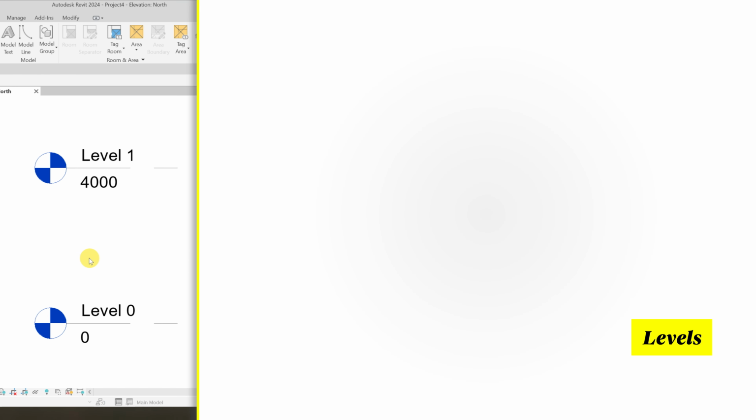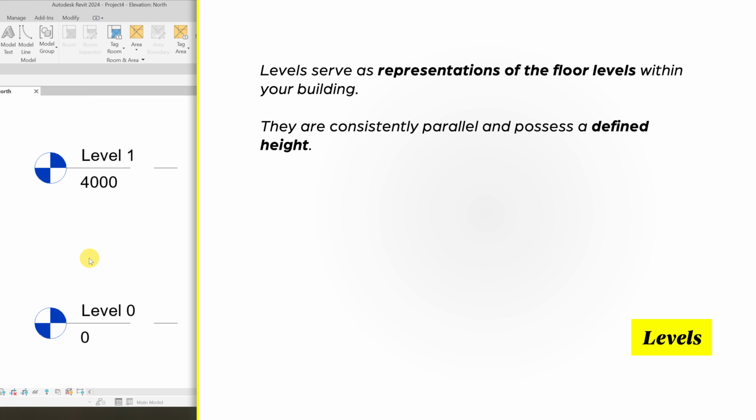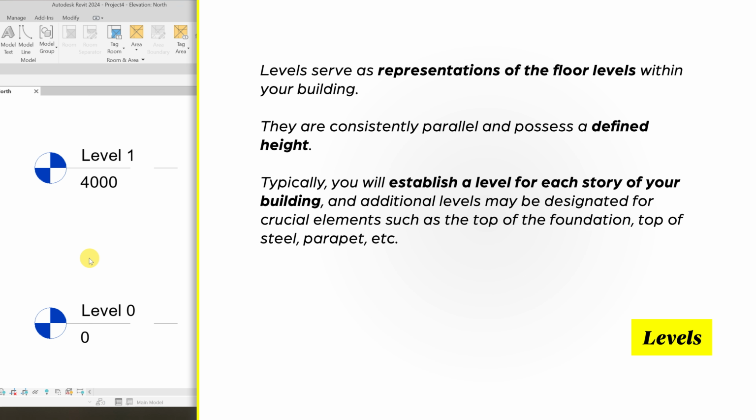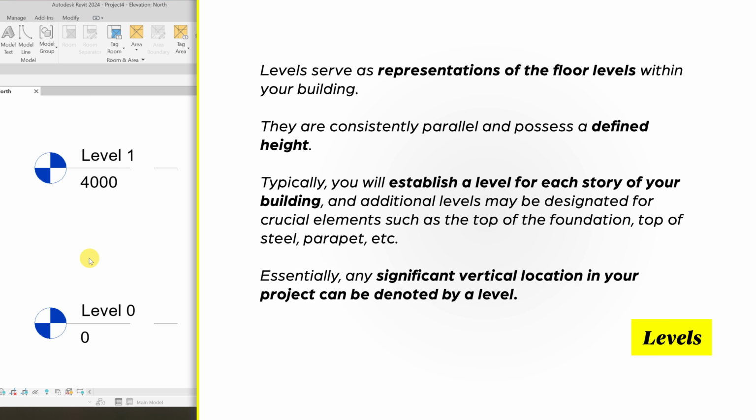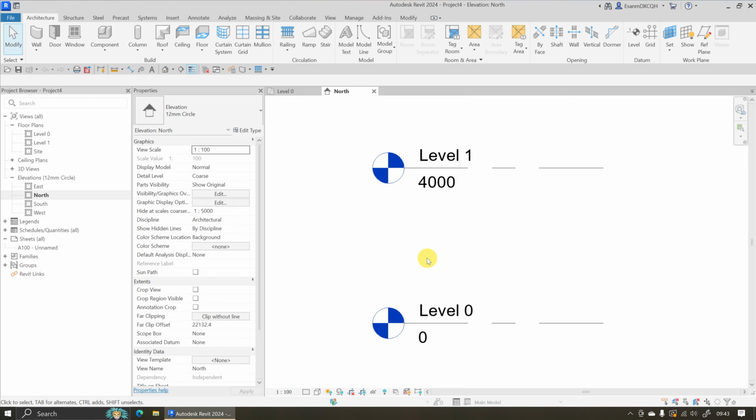Levels. In Revit, a level serves as a representation of the floor levels within your building. They are consistently parallel and possess a defined height. Typically, you will establish a level for each story of your building, and additional levels may be designated for crucial elements such as the top of the foundation, top of the steel parapets, and so on. Essentially, any significant vertical location in your project can be denoted by a level. By default, at least one level must be present in a Revit file.